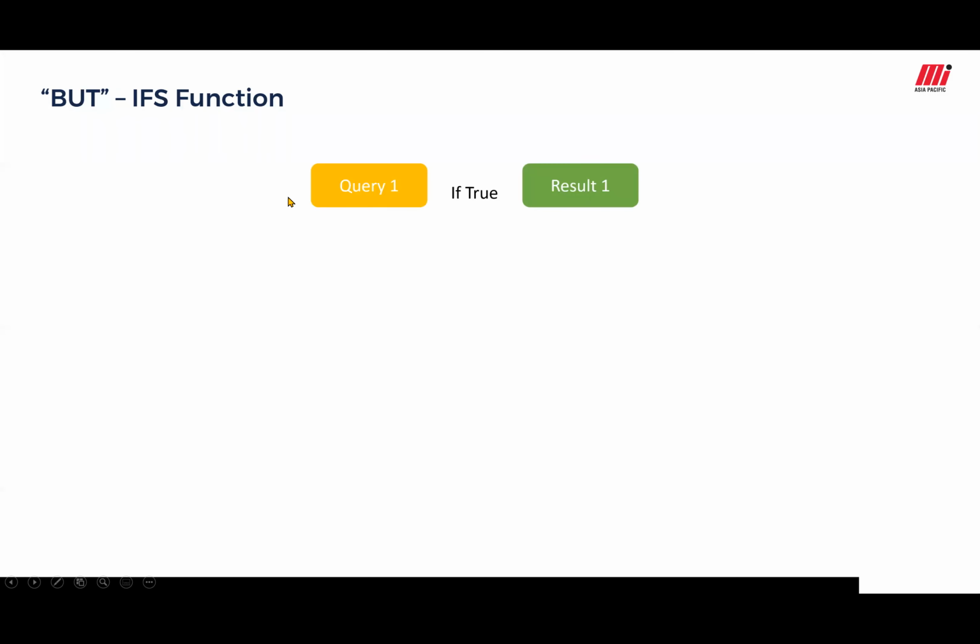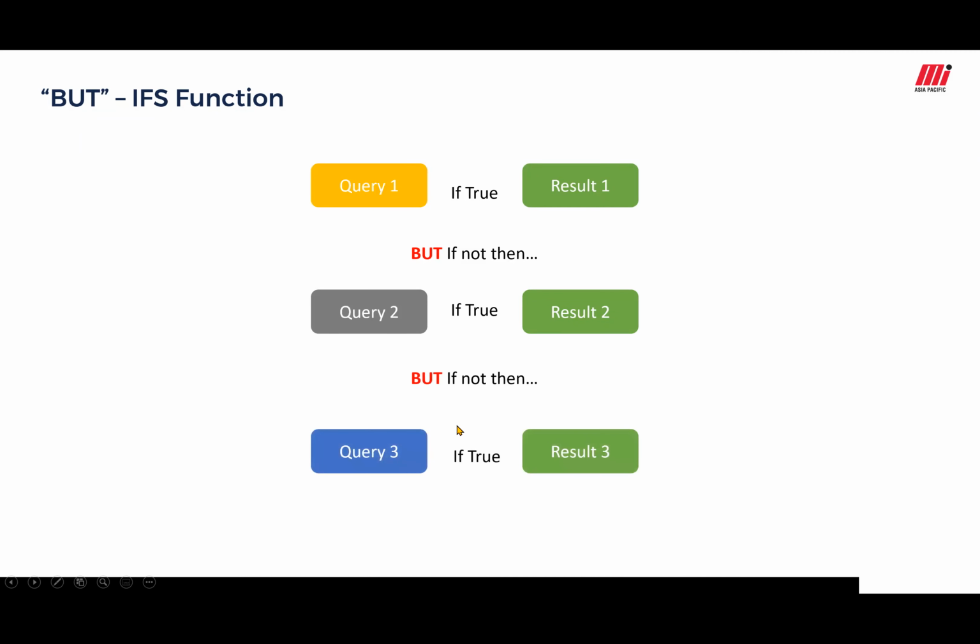So ifs is query one, if true, result, but if not, next query. This is the first if. If this is not true, then you go to the second query. If this is not true, then you go to the third query. Basically, it's an if within an if within an if, but made super easy. Previously, we used to write an if function, then an if function inside that, then another if function inside that. But this one has made it super easy. So we use ifs, and I'll show you how it's done.